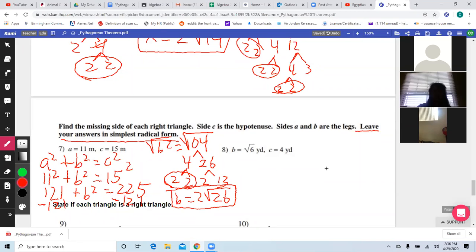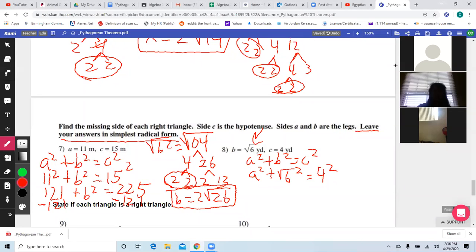Now, number 8. Okay, so this one's a little bit different because one of them has a radical here, but I want to show you how to do this one. It's basically the same thing, right? So I have a squared plus b squared is equal to c squared. And so now I'm looking for a. They tell me that b is root 6. And they tell me that c is 4.